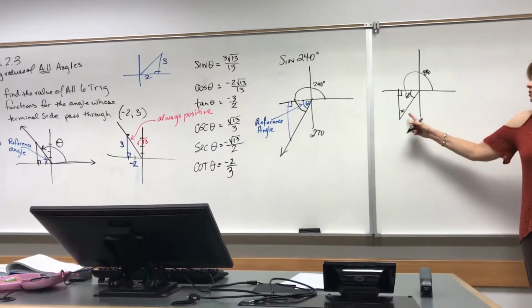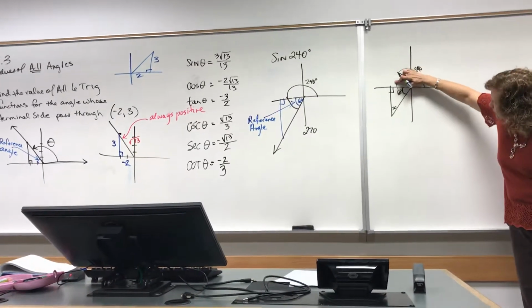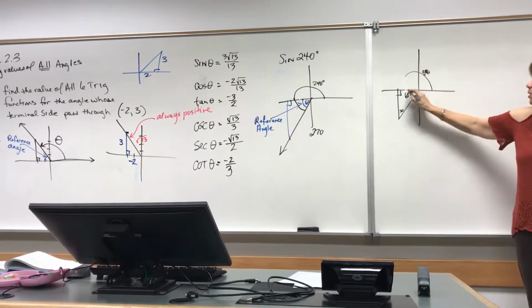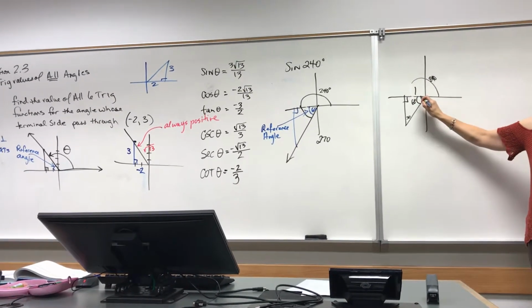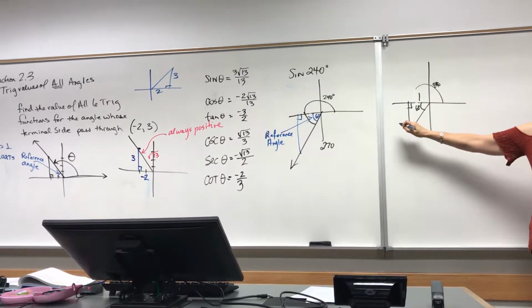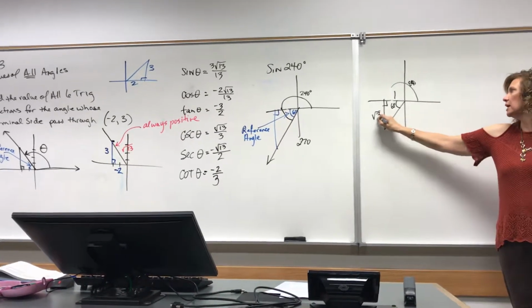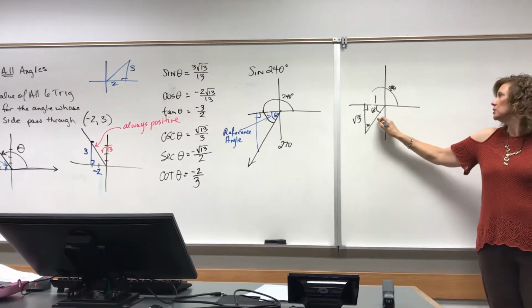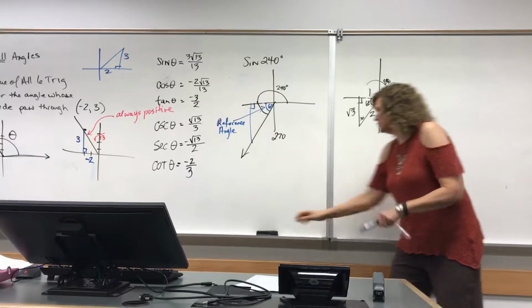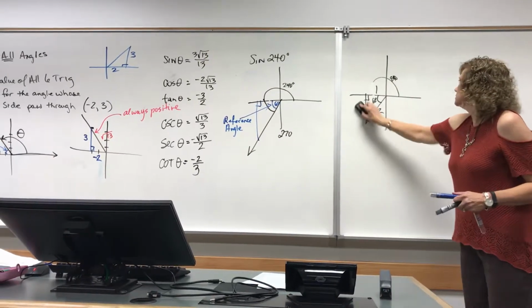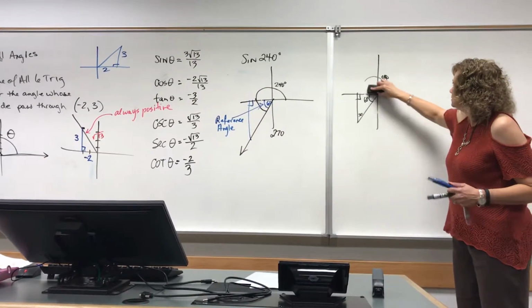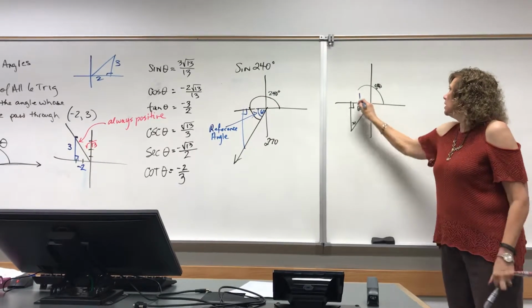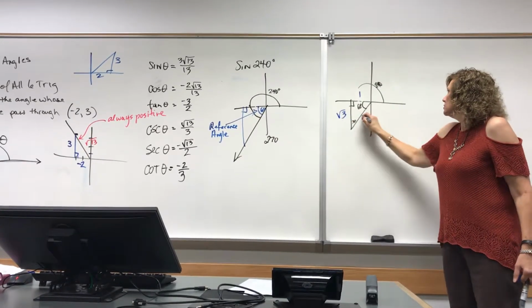So, who remembers what goes opposite of 30? 1. What goes opposite 60? Square root of 3. And the hypotenuse then is? 2. I'm going to write these in blue because there's lots of black going on. So, 1, square root of 3, 2.